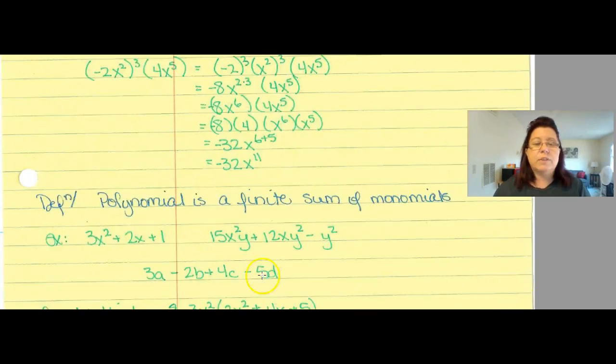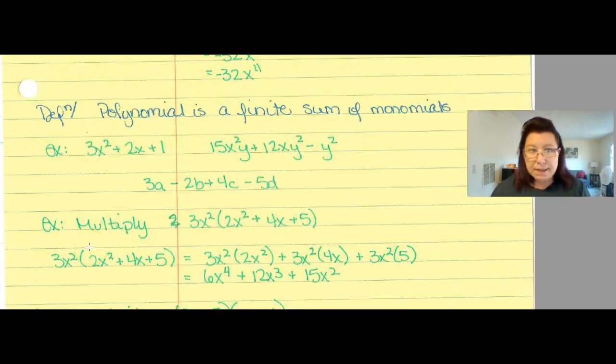So let's take a look at a few of them. An example of a trinomial, three terms: 3x squared plus 2x plus 1. Another trinomial could be 15x squared y plus 12xy squared minus y squared. And a polynomial of four terms: 3a minus 2b plus 4c minus 5d.